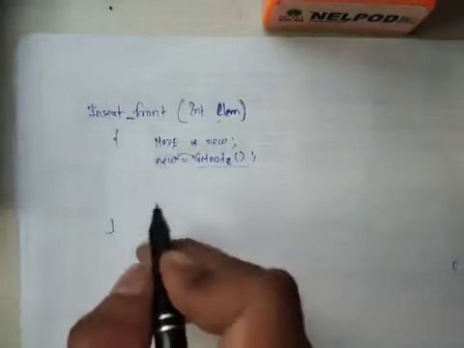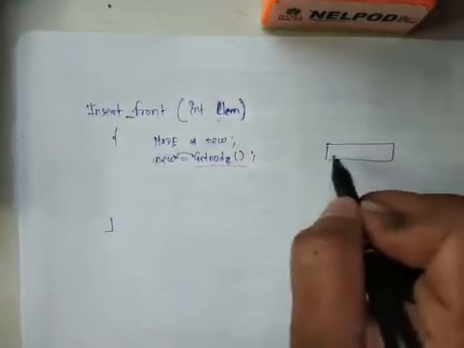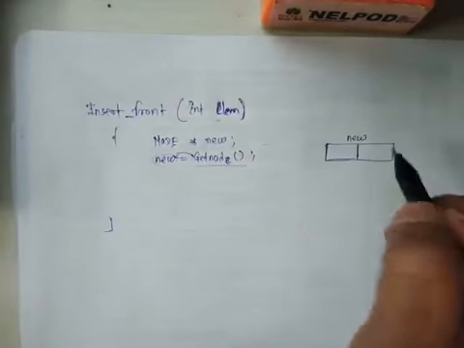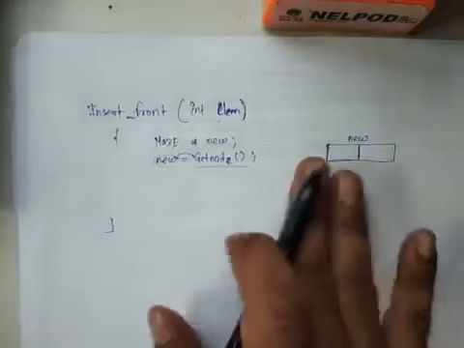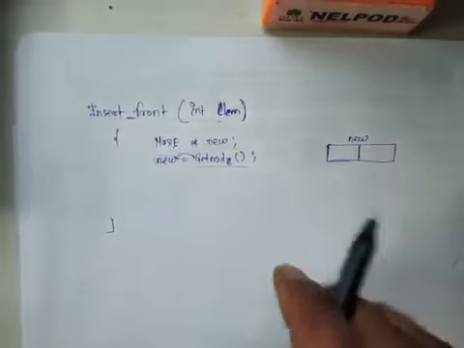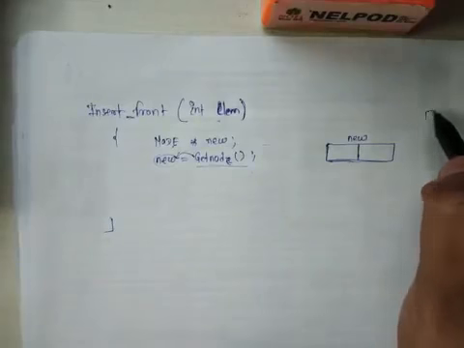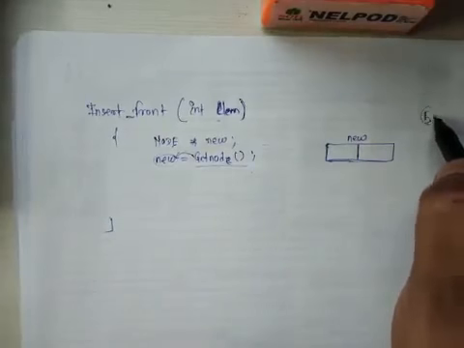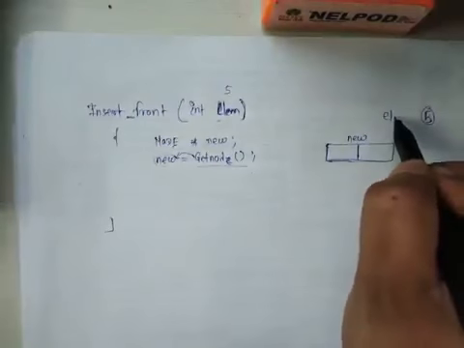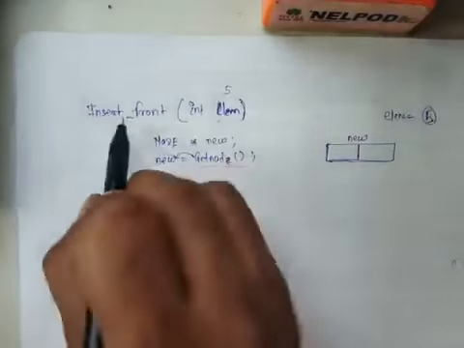Now suppose this memory is allocated for the variable new, where the first part is the data part and the second part is the link part. Here, if we want to insert a new element, that is 5, which is collected from the user side, then element is equal to 5. So this element is passed to this function.